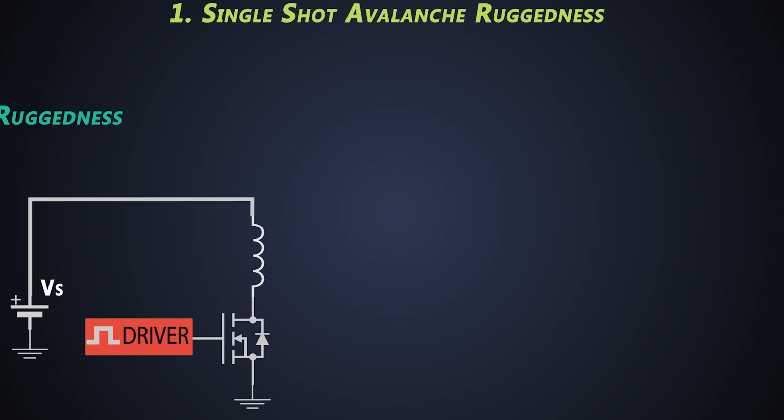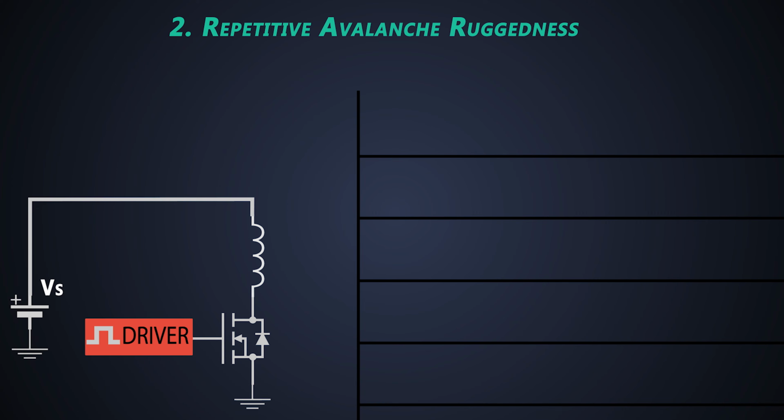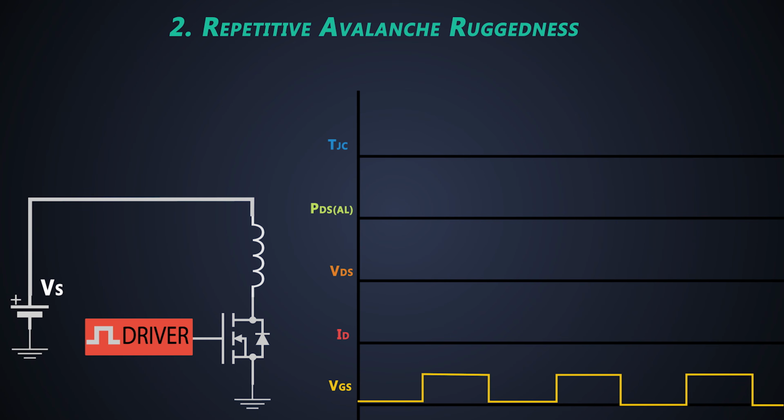Well, what is a repetitive avalanche? Generally, for high switching applications, the MOSFET turns on and off continuously. If we apply the same principle and check the gate to source voltage, inductor current, and drain to source voltage of the MOSFET in this case, the gate to source voltage will turn on and turn off continuously. When the MOSFET is on, the current flowing through the circuit will rise, charging the inductor up to peak current. When we switch off the MOSFET, the current will decrease, discharging the energy stored in the inductor.